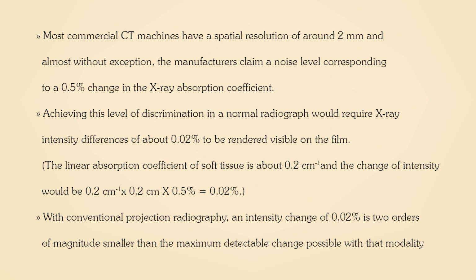visible on the film. The linear absorption coefficient of soft tissue is about 0.2 per centimeter, and the change of intensity would be 0.2 per centimeter into 0.2 centimeter into 0.5%. So, that is equal to 0.02%. So, with conventional projection radiography, an intensity change of 0.02% is two orders of magnitude smaller than the maximum detectable change possible with that modality.